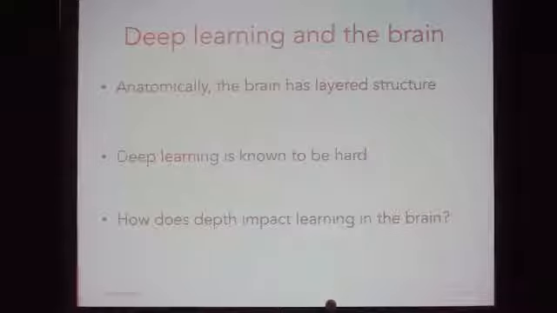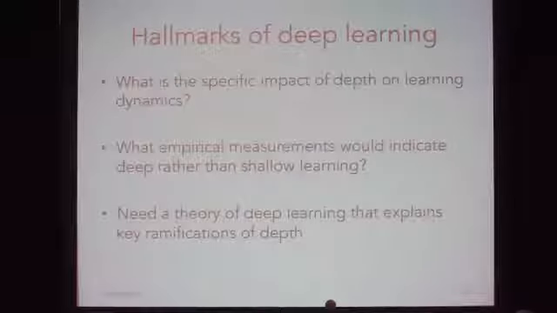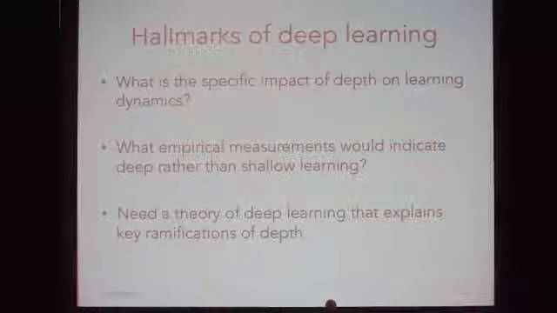So what I'd like to suggest in the talk is, to the extent that you agree that the brain is a layered structure, to the extent that you think that deep learning is hard, then you should be wondering how depth impacts learning in the brain, okay? And what I'm going to try to do here is identify hallmarks of deep learning. So this should be an empirical question, right? Does depth impact learning in the brain? To know that, we need to understand how depth changes learning dynamics. What could you measure that would convince you that depth is an irrelevant factor here? So really we need a theory of deep learning that explains the impact of depth on learning dynamics.